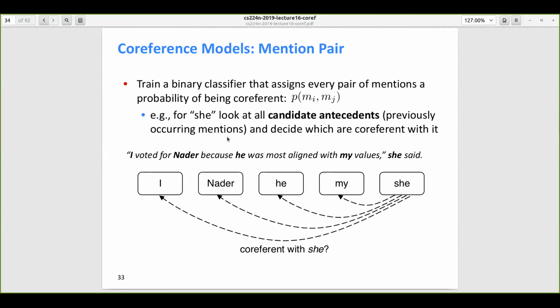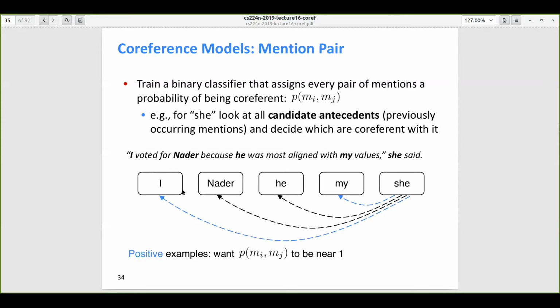So what we do is, to get these mention pairs, we train a binary classifier which takes every pair of mentions and says whether one is a co-referent of the other or not. For example, here we have these words. Now we want to know what other words in the sentence are co-referents with the word she. So we can do this using a mention pair coreference model.